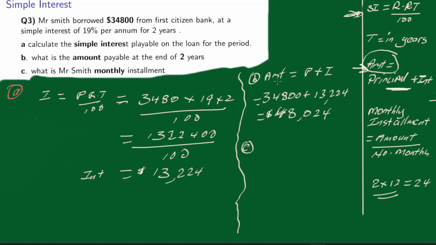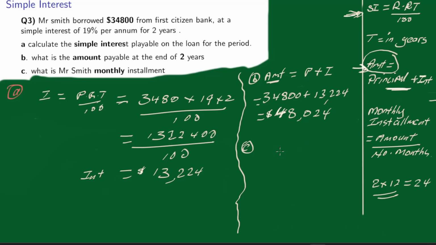Part C. And remember, the amount is the principal plus the interest, so that will be the total amount that the person, Mr. Smith, has to pay back the bank at the end of the cycle of the loan. At the end of the loan, that is the full amount he has to pay back.